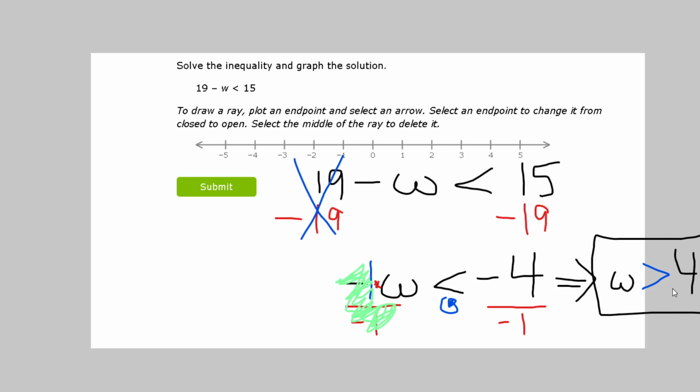And it has to be greater, 4 won't work. So we start off with 4 on our graph. We don't fill it in because we're not actually counting exactly 4. So we leave it open. And now we need to think about which way the arrow goes. Well, w has to be bigger than 4. Right? Hungry alligator faces the bigger number. The numbers that work are numbers that are greater than 4. So they're numbers in this direction.